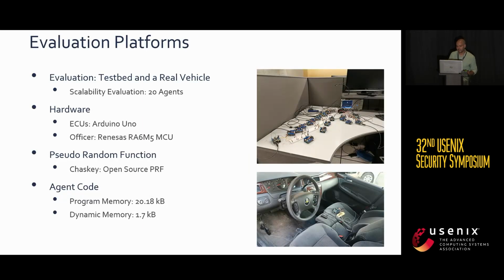So we evaluated several performance and security aspects of ZBCAN on a test bed using real vehicle traffic and on a real vehicle as well. We first evaluated ZBCAN's scalability by testing it on a test bed with 20 ECUs, all of which were running the agent code. For the officer, we used our Renesas RA6M5 MCU. For the agents, on the other hand, we used Arduino Uno devices to show that the agent code could be installed even on resource-constrained ECUs.